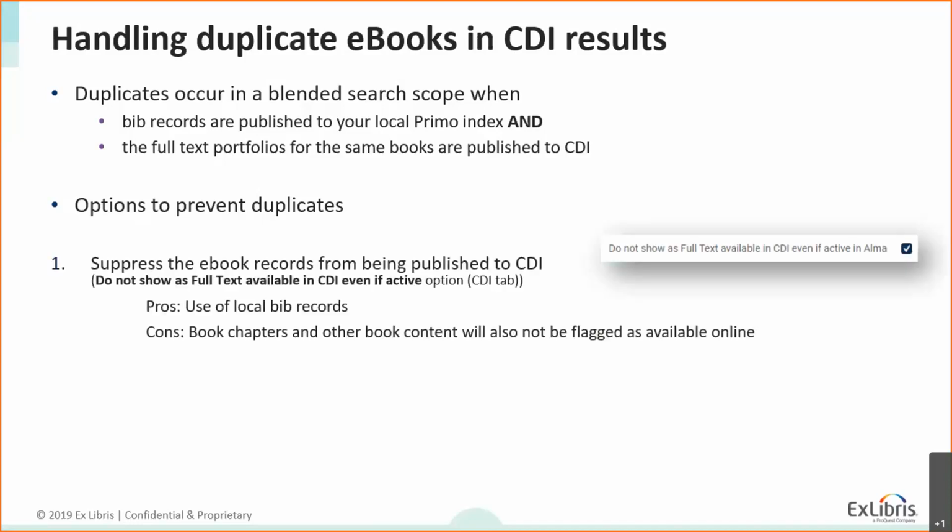One of the options is to say, okay, I have it active in Alma, there's no need to show it as available online in CDI. There is no need to show the CDI records for those books, because I already showed them as part of the Primo index. So I don't want to show this duplicate that comes from the CDI. If you want to preserve what you have in Alma and not show the books that are available through CDI, then the way to do that is to use the option do not show as full text available in CDI, even if active in Alma. So these are the options that we talked about.